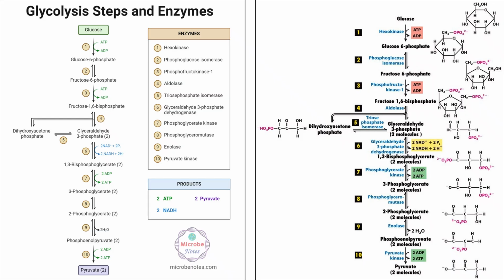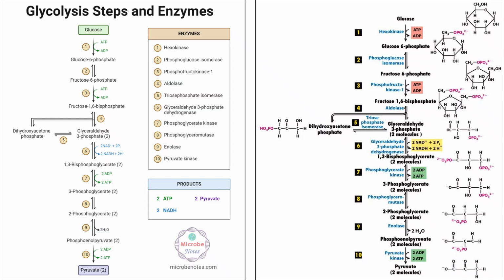In step 6, glyceraldehyde 3-phosphate is oxidized and NAD plus is reduced to NADH, producing 1,3-bisphosphoglycerate. Since there are two G3P molecules, two NADH molecules are formed. In step 7, the high energy phosphate of 1,3-bisphosphoglycerate is transferred to ADP to form ATP. This is the first ATP generating step of glycolysis.